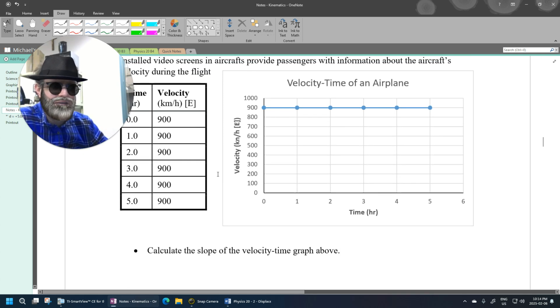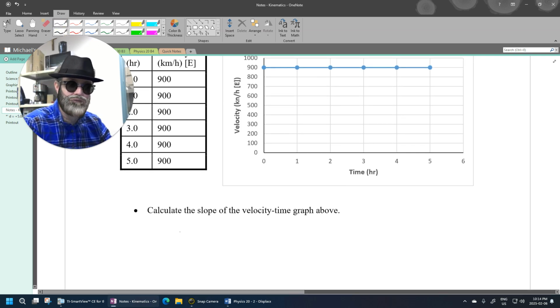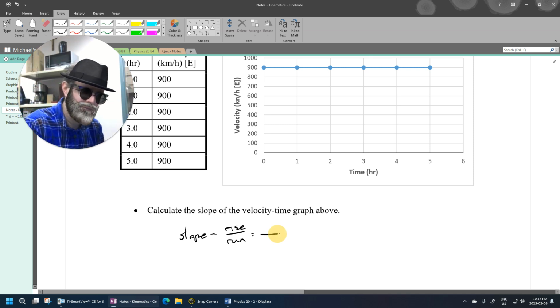So calculate the slope of this velocity time graph. Well, let's see. To find the slope of this graph, we're just going to do rise over run. So the slope is equal to rise over run. The rise, it doesn't rise anywhere, right? If I go from one point to the other point, y minus y, I could do that here.